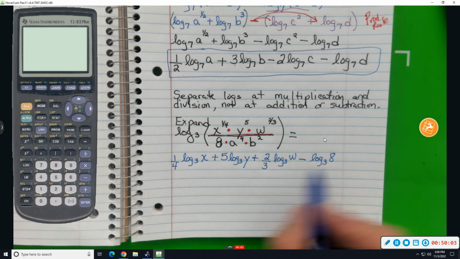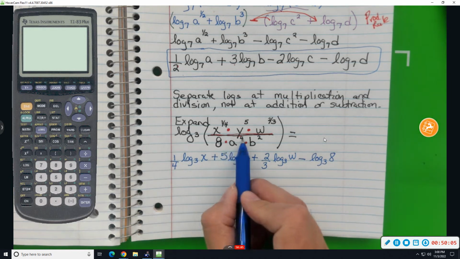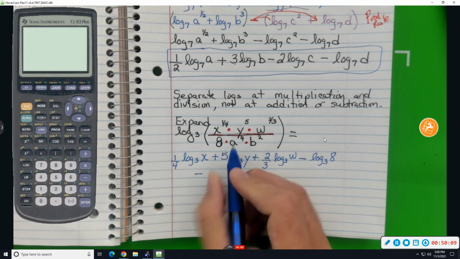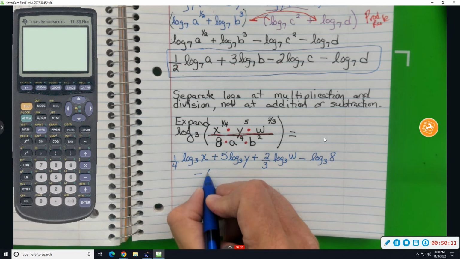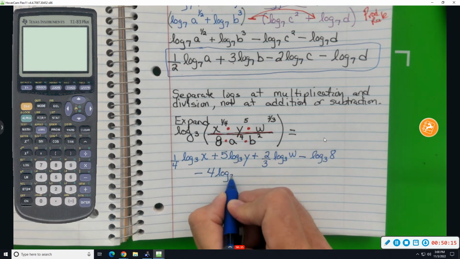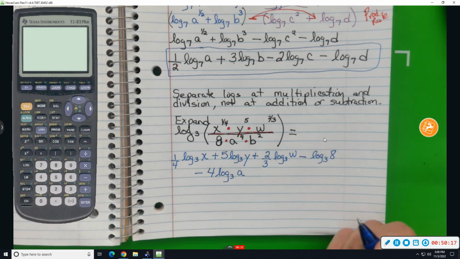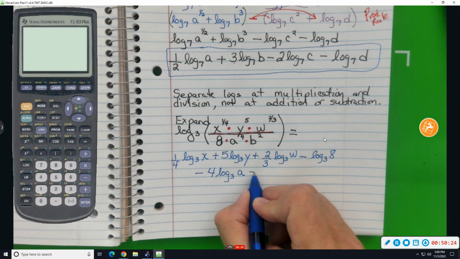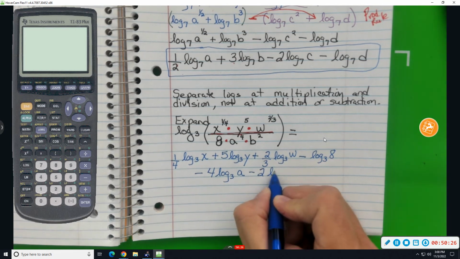But instead, I'm just going to carry right on over here, move on to a to the 4th. It'll be a minus, because the a's on the bottom. There's an exponent, so 4 log base 3 of a. And who wants to tell me the last term I'm going to write? Plus or minus? Minus 2 log base 3 of b. Okay.